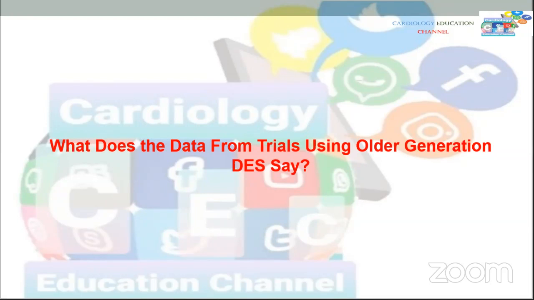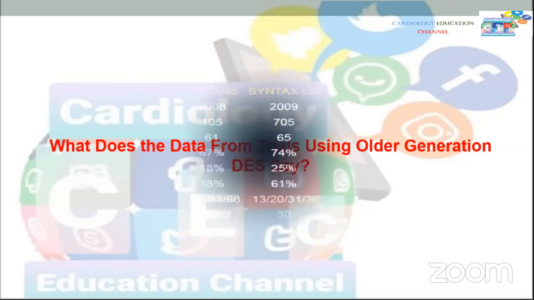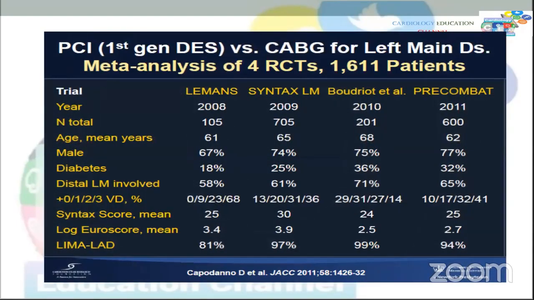So what does the data from the trials using old generation DES say? This is PCI by first generation DES versus CABG for left main disease. This is a meta-analysis of the 4 randomized clinical trials: Lehman's, SYNTAX left main, Boudriot, and PRECOMBAT. And as you see, all of those patients underwent, in the CABG arm, a LIMA to the LAD, with percentages ranging from 81 to 99%.